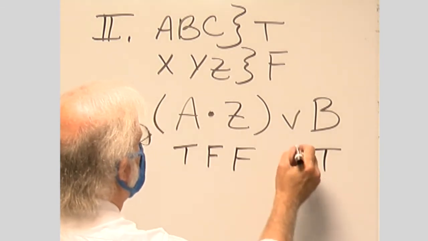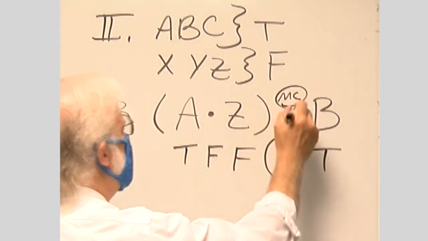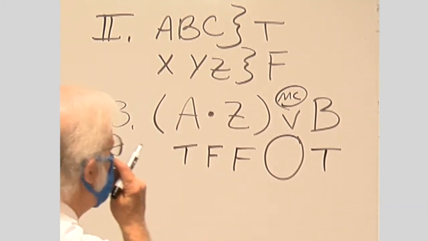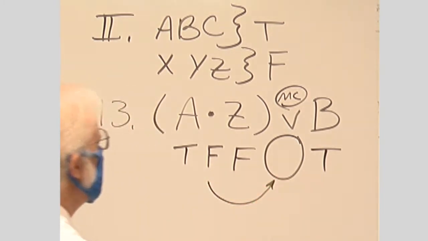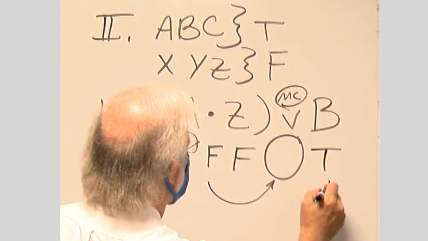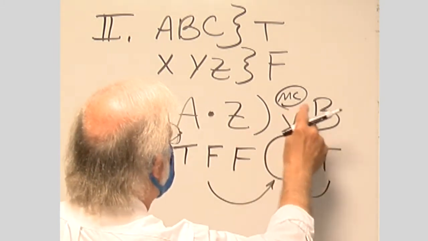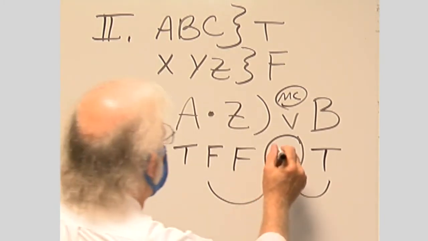I've got the right side over here already, so I solve for the main connective. The main connective is the wedge. So I'm going to take the left side as a whole, which is represented by the governing connective, the dot. It's false. And the right side as a whole, which is true. So now I've got false, wedge, true. That makes the wedge true.